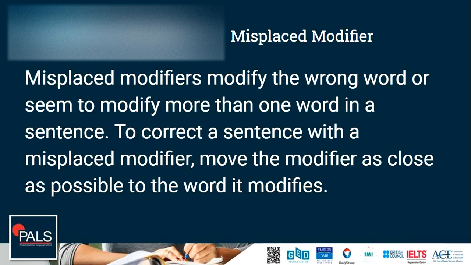So let's take a look. Misplaced modifiers modify the wrong word because they're not in the proper location, or seem to modify more than one word in a sentence. To correct a sentence with a misplaced modifier, the safest thing to do is to move the modifier as close as possible to the word it modifies. Now, shall I put it after the word or before the word? Well, it really depends. There are modifiers that should be placed before a certain word, and there are modifiers that should be placed after. But as long as it's beside the word that it modifies.